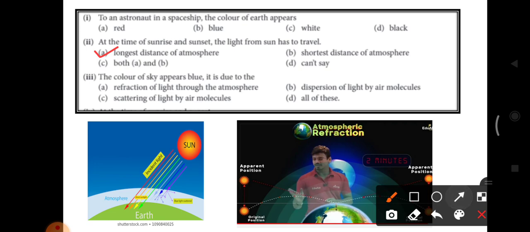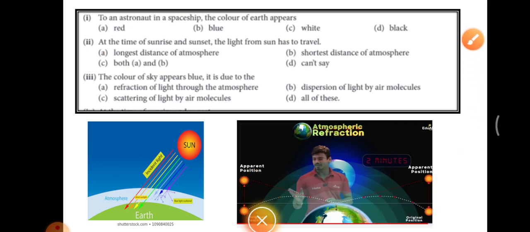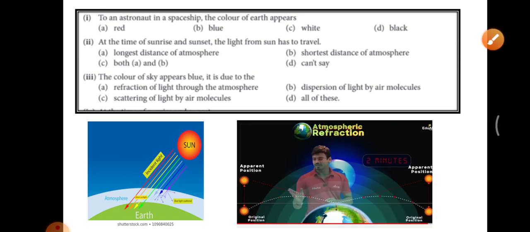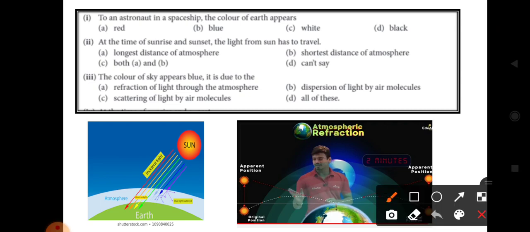And it was shown here. See, the sunlight has to travel a longer distance. When the sun is below the horizon, the sunlight has to travel a longer distance to reach the earth observer. The third question: the color of the sky appears blue. It is due to: refraction of light through the atmosphere, dispersion of light by air molecules, scattering of light by air molecules, or all of these.